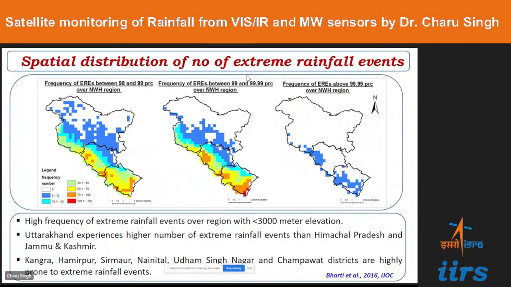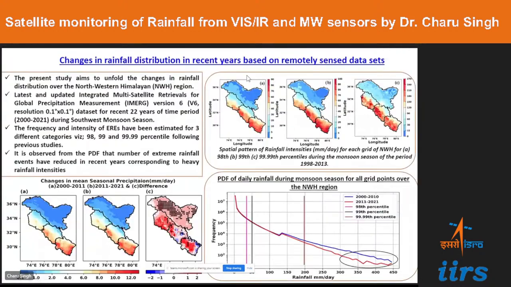Here is a spatial distribution of the number of extreme rainfall events. In the previous picture I have shown you the intensity. More intense events you could see in the category of 99.99 percentiles. These are the intensities which are actually located in the foothills or the lower elevation ranges.